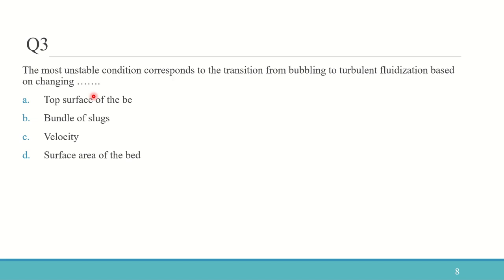So what is asked in the question? It is asked that the most unstable condition corresponds to transition from bubbling to turbulent fluidization based on changing dash. We'll divide the question into three parts and then we'll be able to find the right answer. The most unstable condition corresponds to the transition from bubbling to turbulent fluidization. When the bed is transitioning from bubbling to turbulent fluidization, there is an onset of unstable condition, and that occurs when there is a transition from bubbling to turbulent fluidization.